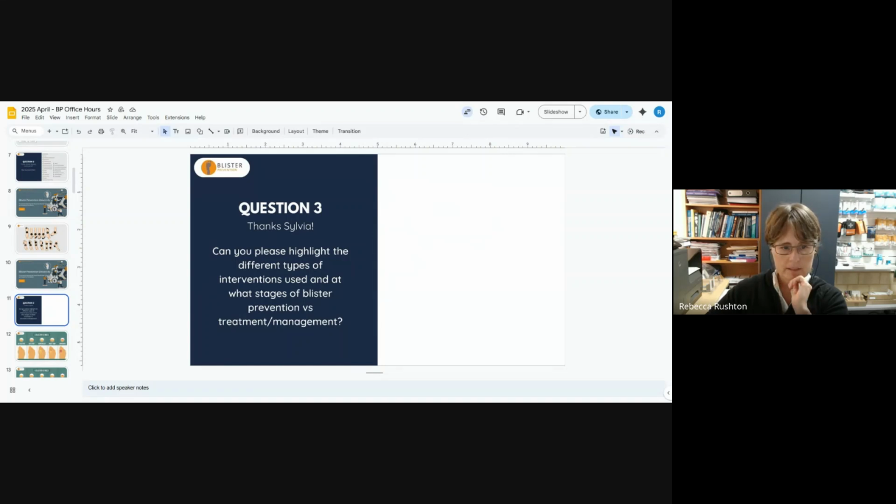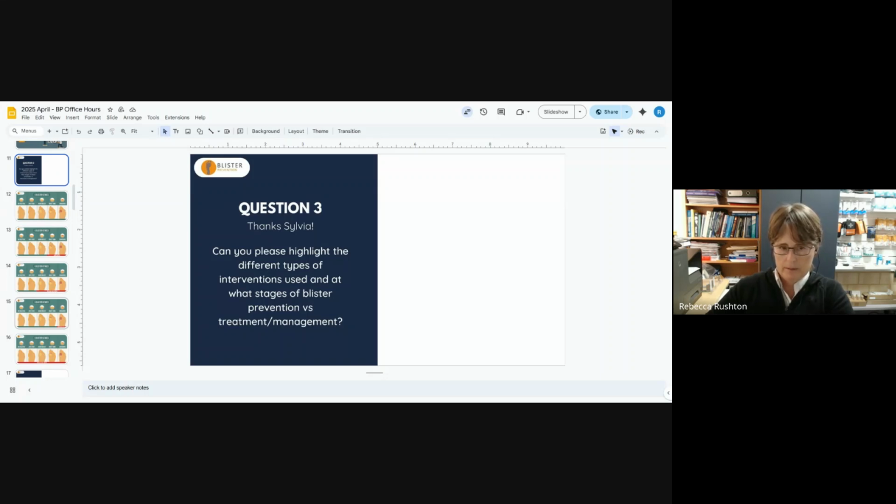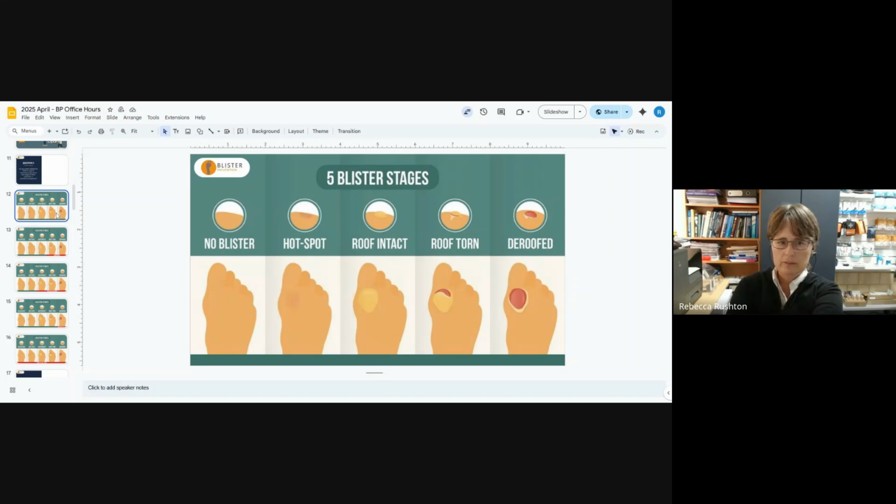Question 3 from Sylvia. Can you please highlight the different types of interventions used and at what stages of blister prevention versus treatment management? I want to suggest that you simplify your thought processes around blister treatment. Because a lot of our patients and even us as clinicians, we have variable levels of success with blisters. We're kind of all at sea with it. We don't really have a framework, but it's really very simple in terms of treatment. And this is how it goes. If you think about blisters as going through 5 stages, the first 2 are when we don't have a blister yet, and the last 3 are when we do have a blister.